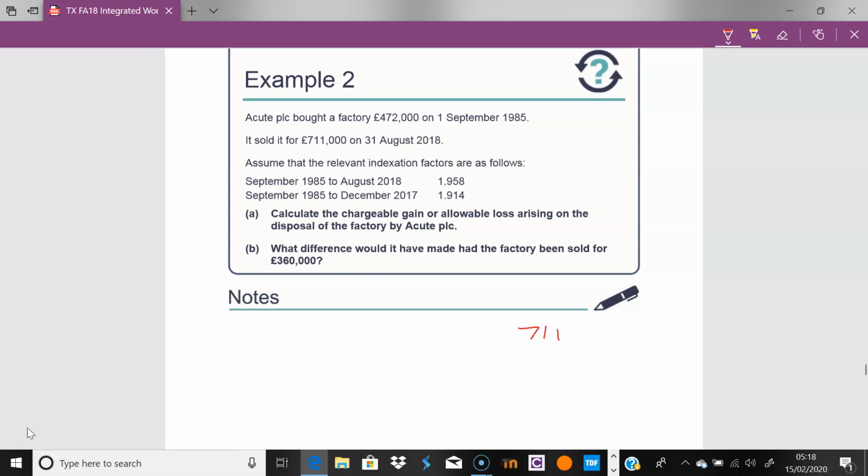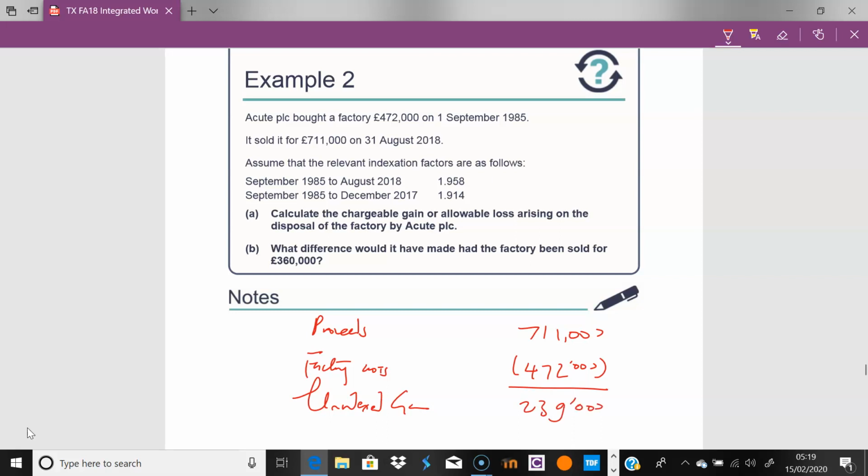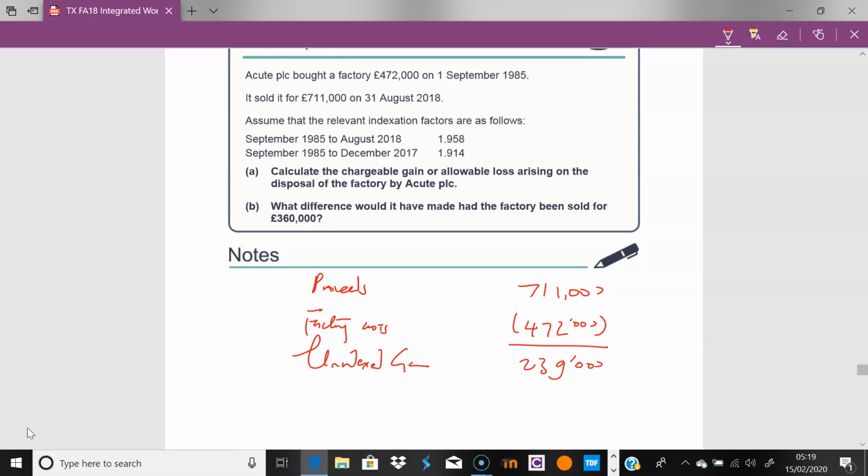So technically, the unindexed gain, so that's the proceeds, and you have your unindexed gain, which would be this less the factory costs of 472, giving you an unindexed gain. 711,000 minus 472,000, which is 239,000. Great.